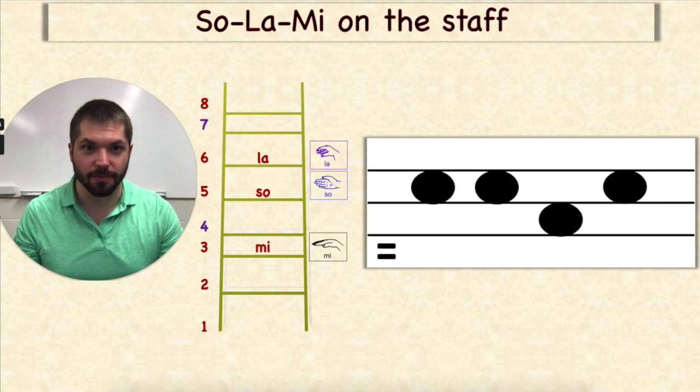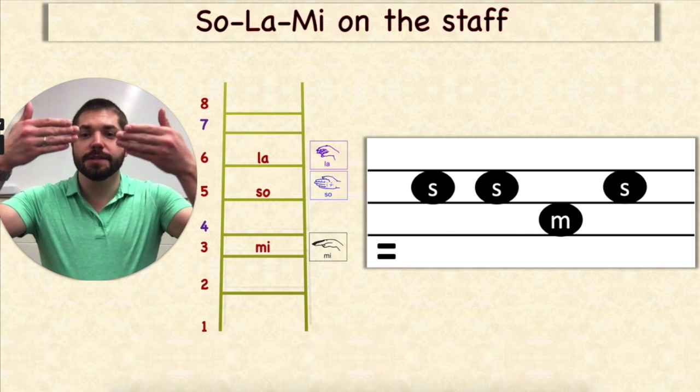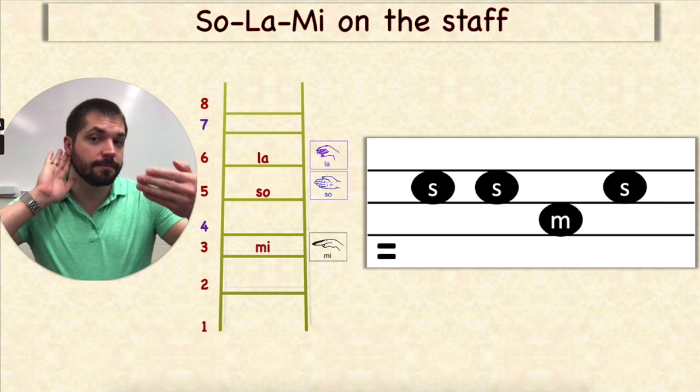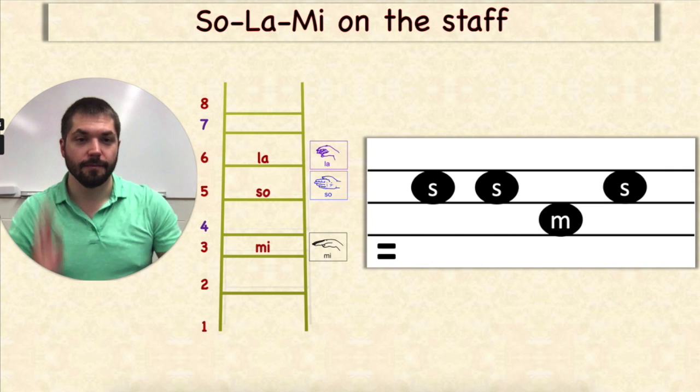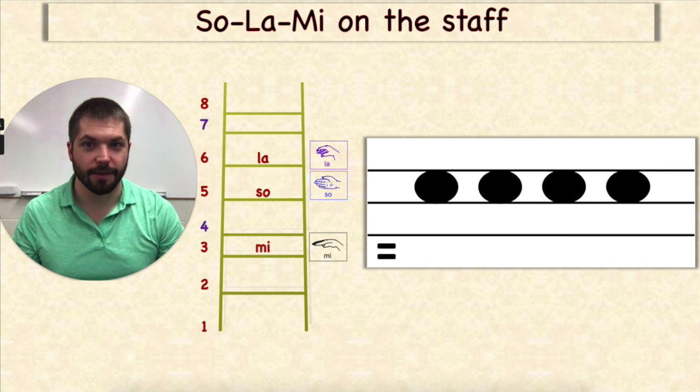What about this one? See if you can figure out what this says. We've got what? I hope you got so, so, mi, so. Okay, let's check out another one here. This one should be really easy.